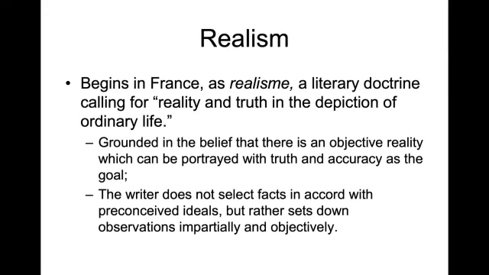So our realism movement actually begins in France as a literary doctrine calling for the reality and truth in the depiction of ordinary life. Now, it's grounded in the belief that there's an objective reality which can be portrayed with truth and accuracy as a goal. Now, the writer's not going to select facts in accordance with preconceived ideals. They're going to set down their observations impartially and objectively.